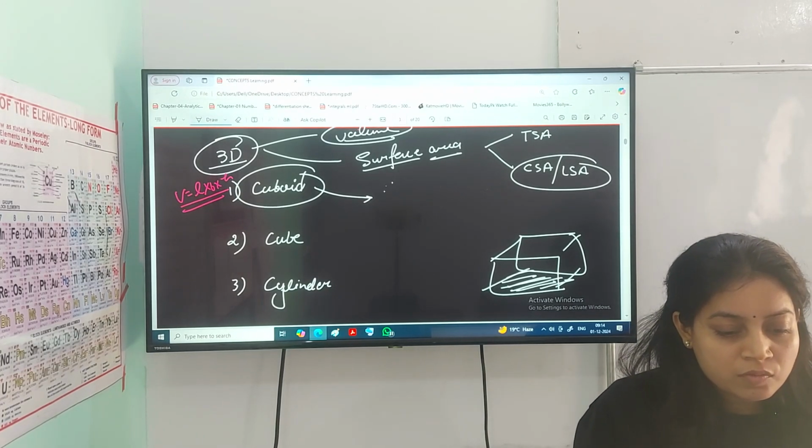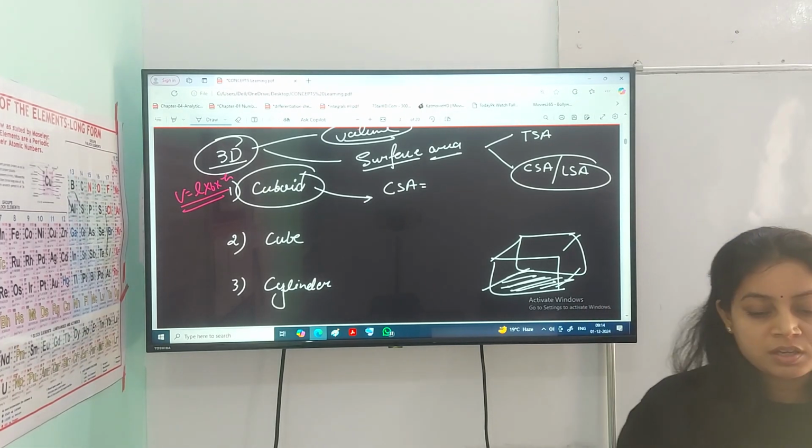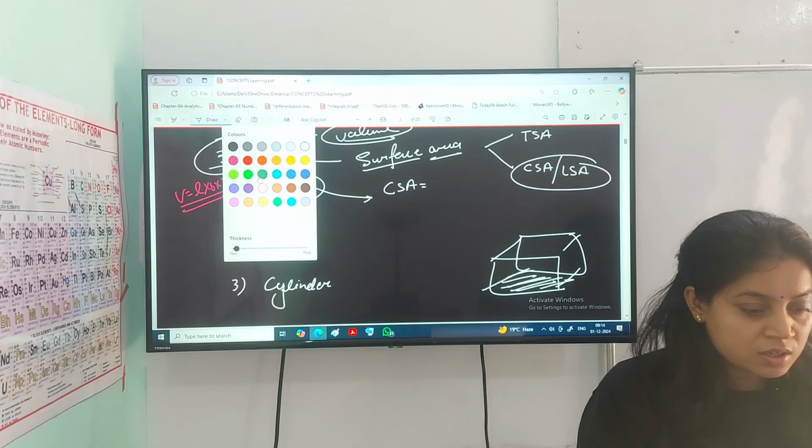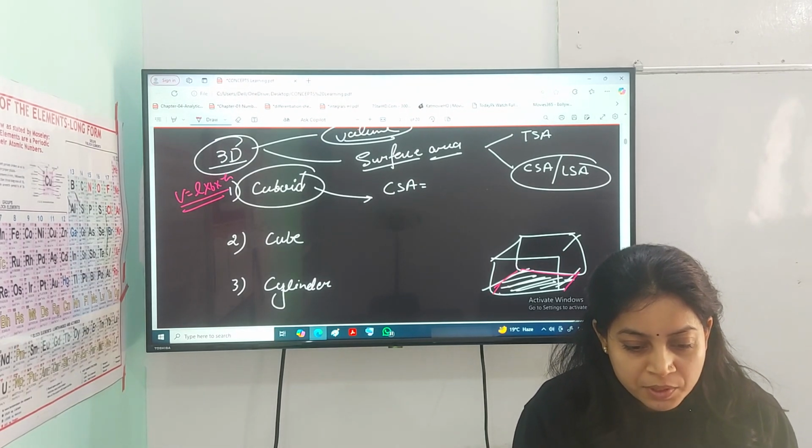After that, I will give you a specific formula for the curved surface area. So where do we always get the curved surface area from? Curved surface area, because we need the area of the walls. So we take the perimeter of the base.